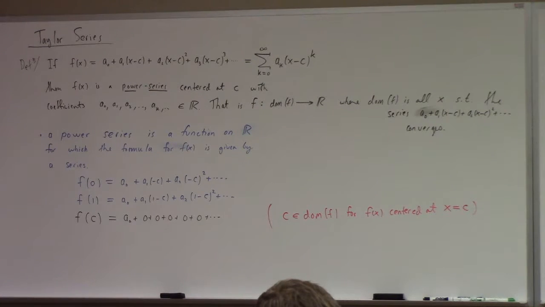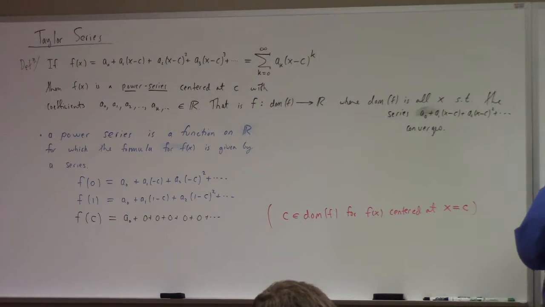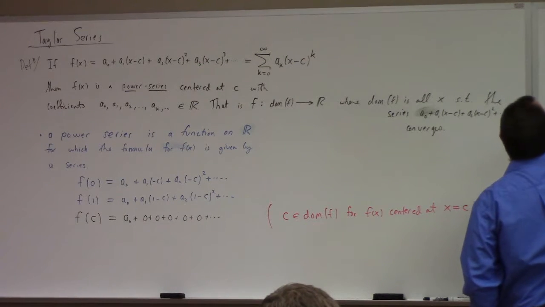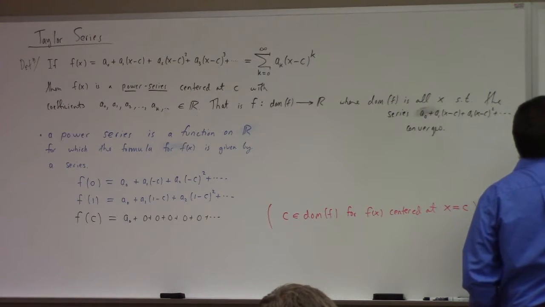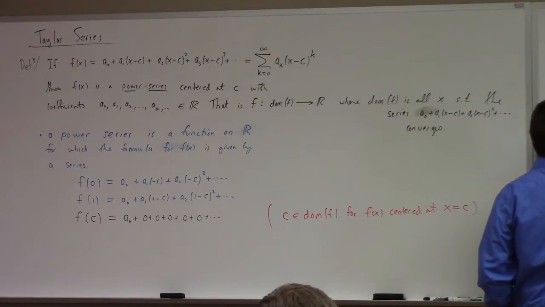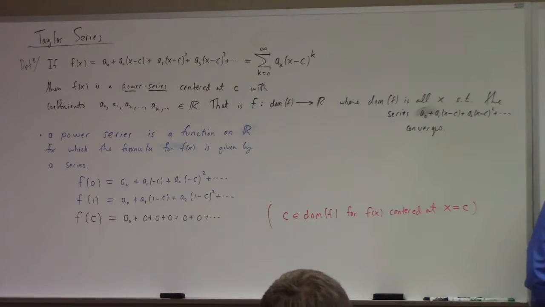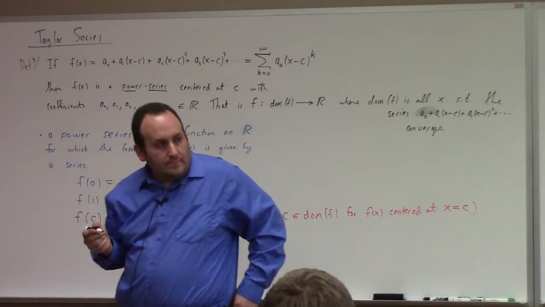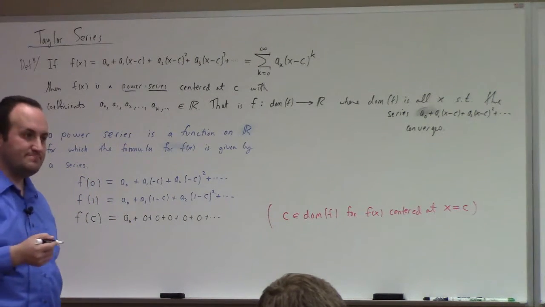Okay? So let's look at some examples. How about this? F of x is equal to 1 plus x squared plus x cubed plus dot, dot, dot. What is that equal to?